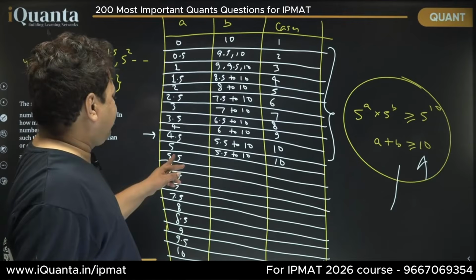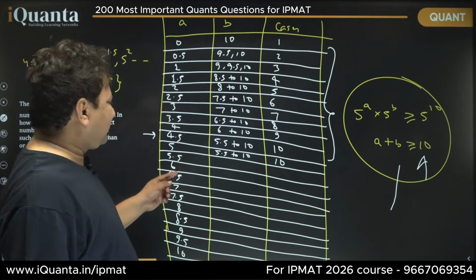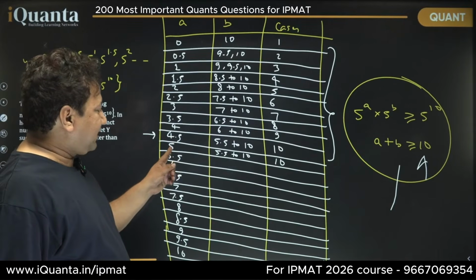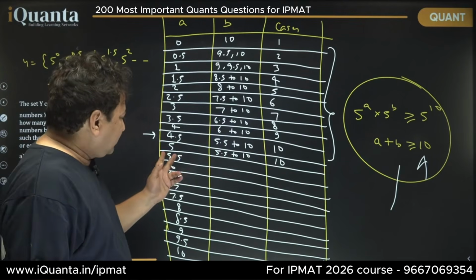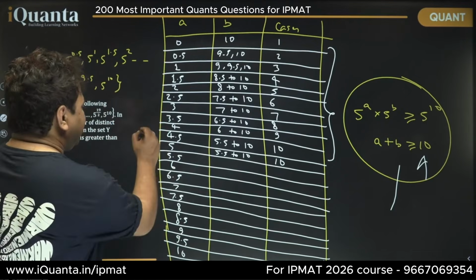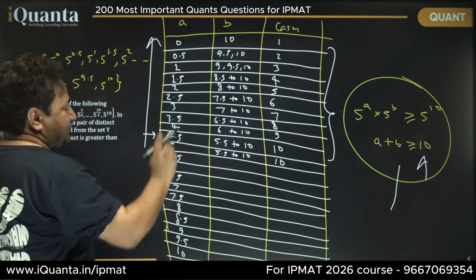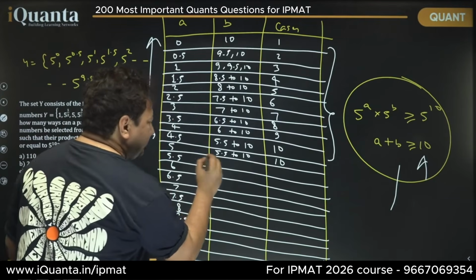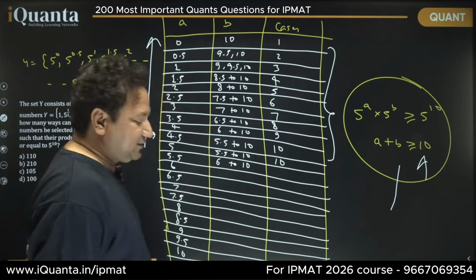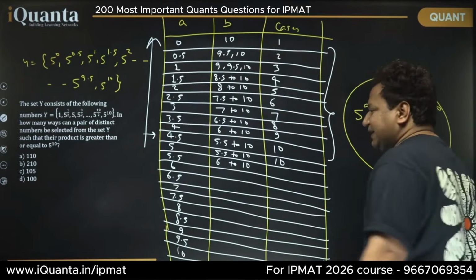So with 5.5, I should start from where? I can't start from 4.5. Can I start from 5? But 5 and 5.5 is already taken care of. So now I should choose something which has not been covered in these rows. So 5.5 should be added to 6 to get the values. I'll wait for a few seconds here.